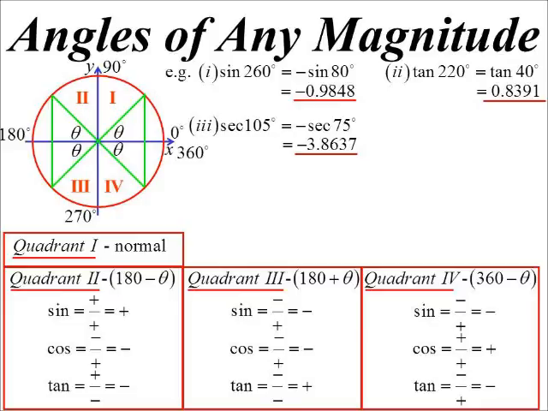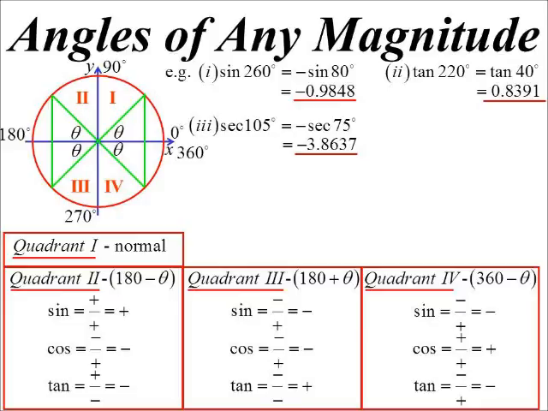Now 105 is in the second quadrant. Cosine is negative in the second quadrant, so therefore its reciprocal should be negative as well. We don't change the sign, we're just turning it upside down. So yes, it would be negative. The acute angle, second quadrant, 180 minus what gives me 105?